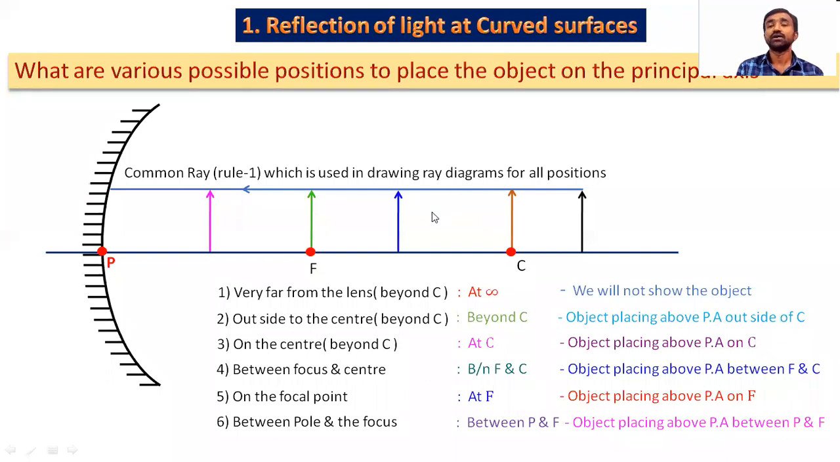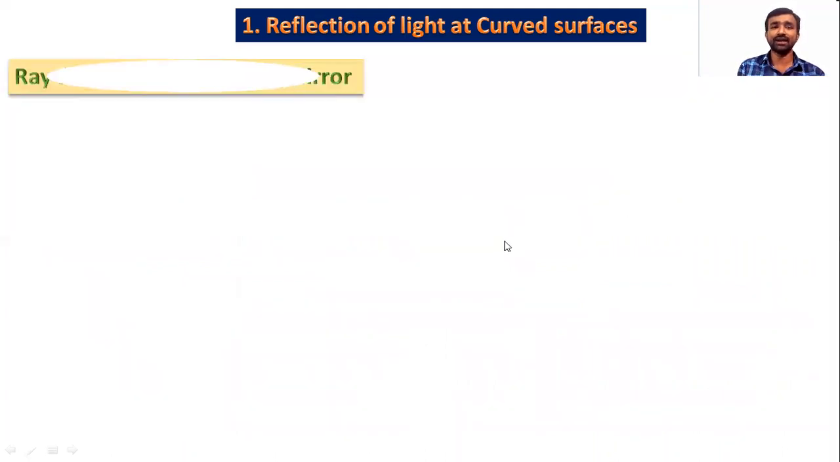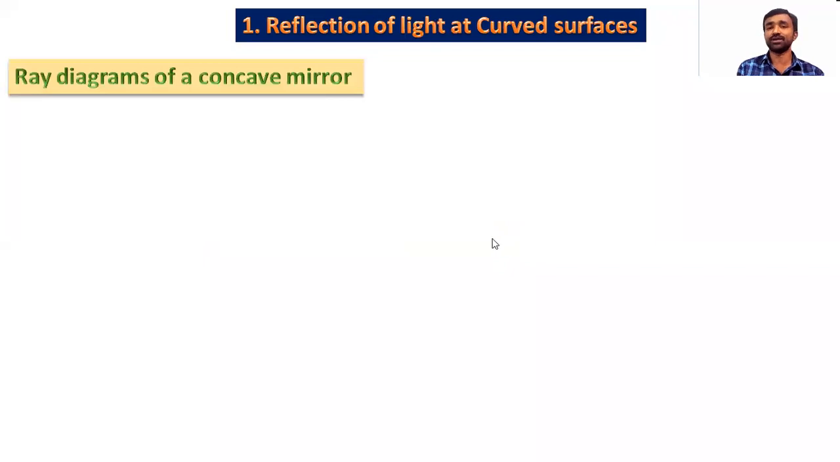Generalized rays. One is parallel to the principal axis. Second, passing through the focus of the mirror, and the other is along the normal. These are the generalized rules, R1, R2, R3. By using them, we are trying to draw the ray diagrams. So the topic is drawing the ray diagrams for a concave mirror.